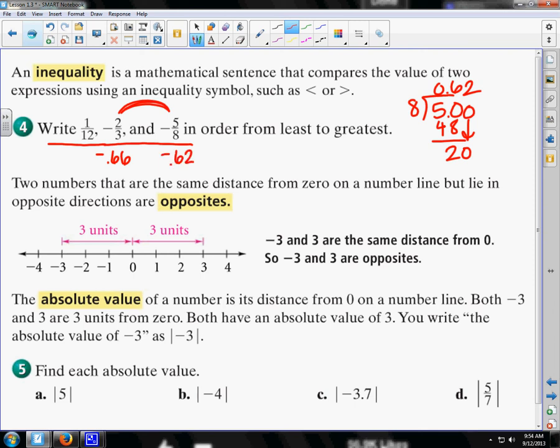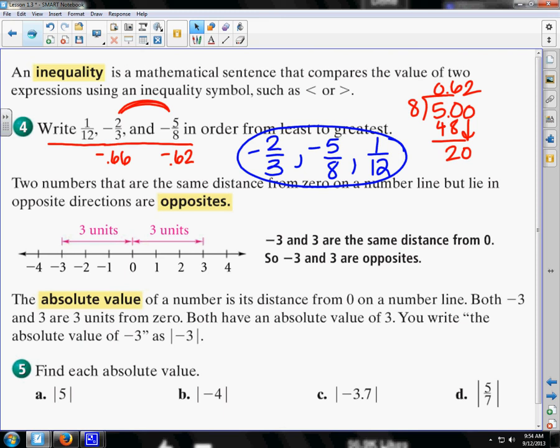-0.625. So then I look and I see, okay, well, if it's negative, I want the one that's bigger. So I want the one that's bigger, and that's actually smaller. So -2/3 is my smallest because it's closer to -1. And then -5/8, and then 1/12. From least to greatest.